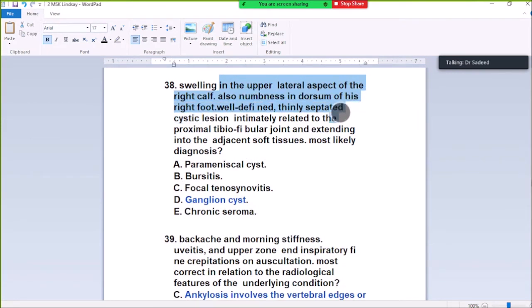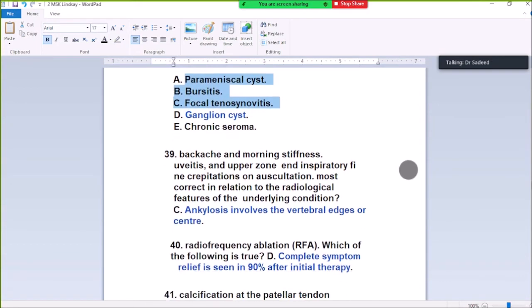38. Swelling in the upper lateral aspect of the right calf, with numbness in the dorsum of the right foot. Well defined thinly septated cystic lesion intimately related to the proximal tibiofibular joint and extending into the adjacent soft tissues. So this is most likely a neural disease, ganglion cyst. The other options don't make any sense.